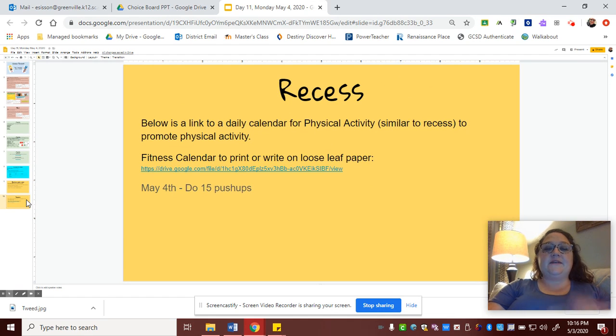And then your recess activity today is to do 15 push-ups. And if you need help to do the push-up the correct way, I'm sure mom and dad can help with that.